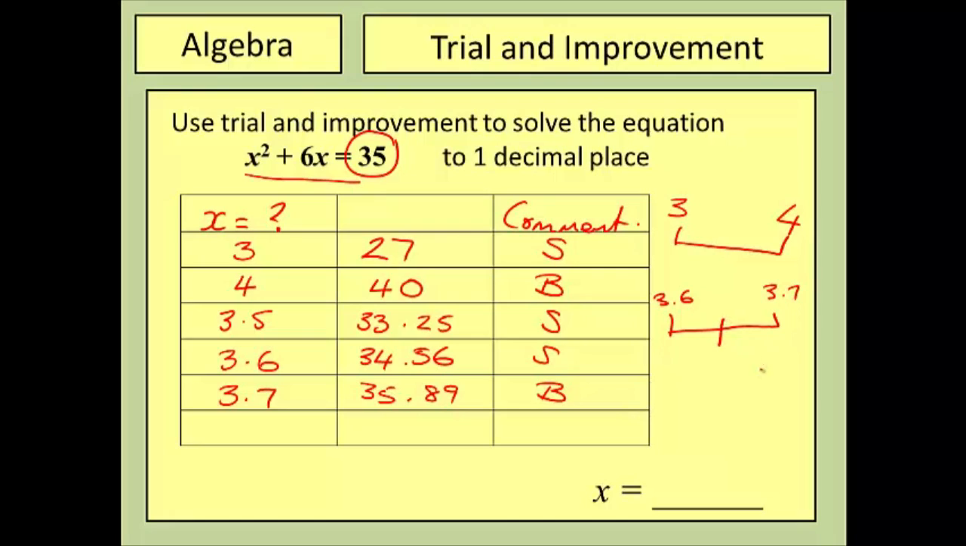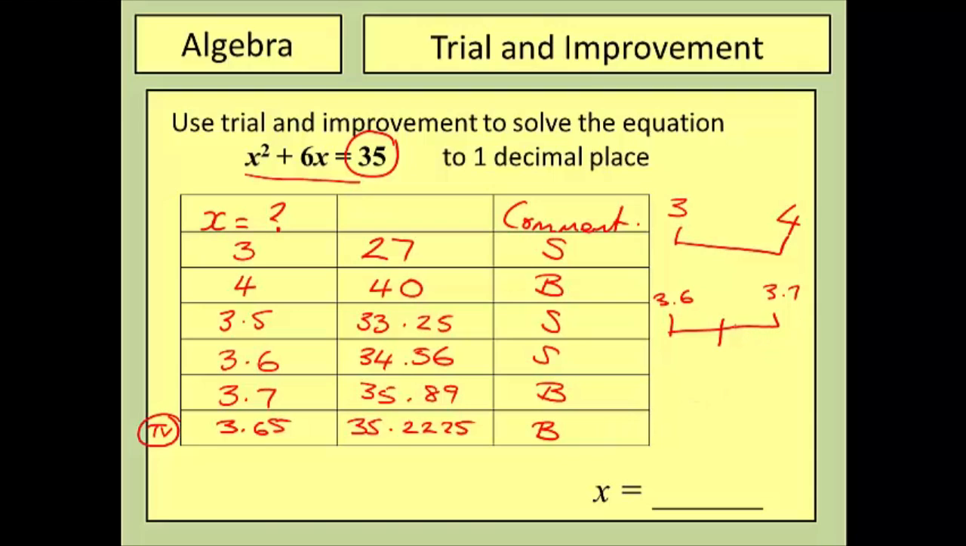The sensible thing to do here would be to test the value in the middle of these. So I'm going to do a test value of 3.65. This will tell me whether it's closer to 3.6 or closer to 3.7. So when I try 3.65, I actually get 35.2225. Comparing that with what I want the answer to be, I can see that that is too big.